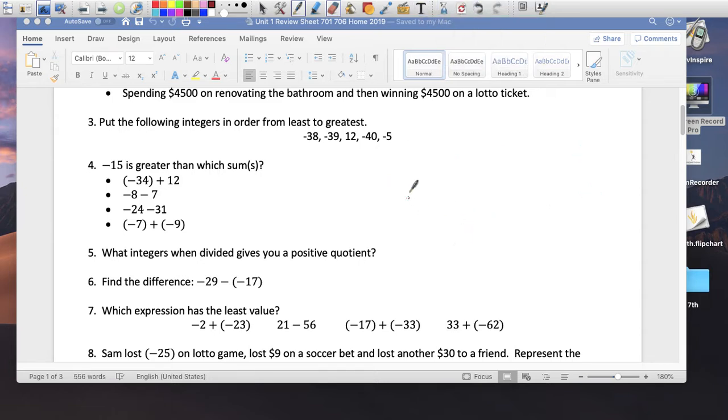Find the difference. Again, negative 29 minus negative 17. I think it's easier this way. Negative 29, the first addend, stays the same. We're going to change this to addition, and we're going to add the additive inverse of negative 17, which is 17. Now I can clearly tell I'm adding a negative number plus a positive number. I know I'm going to have to subtract, and keep the sign of whoever is the bigger number. In this case, the number with the greater absolute value is negative 29.